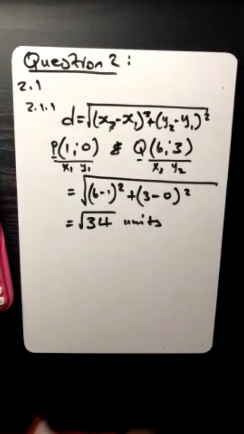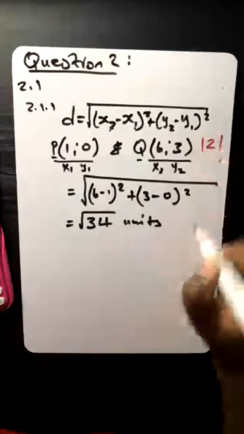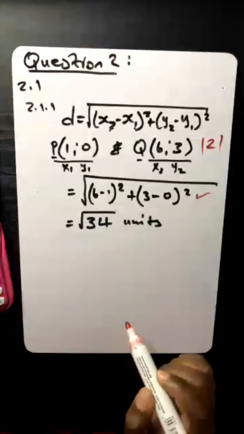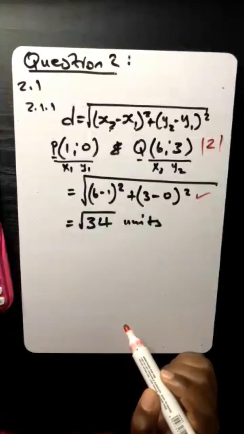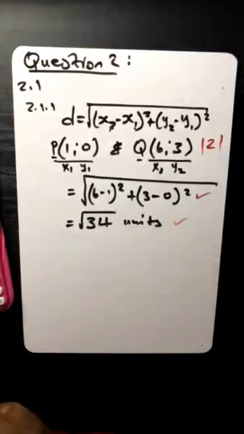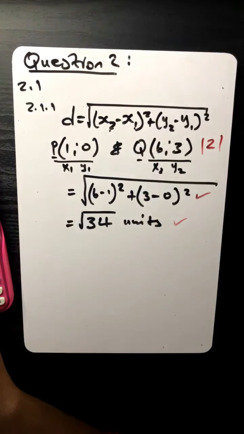Okay, in that case, remember, this question was allocated 2 marks. So you are most likely to score a mark for the correct substitution. Then from there, you are most likely to get your mark for the final answer, which is in the form of a SAT. So let me check the next question.